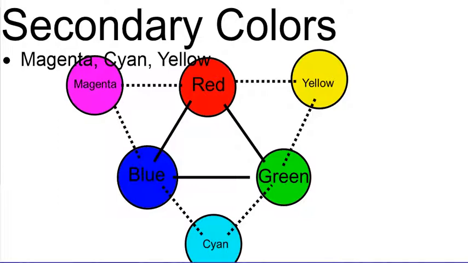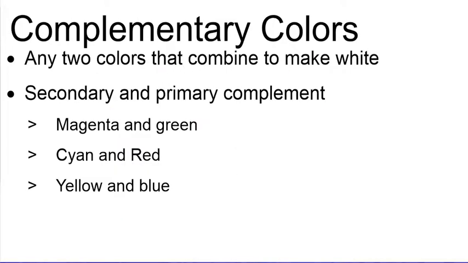From here, we can talk about complementary colors. For us, our complementary colors are any two colors that combine to make white. If you think of what white actually is, white is an equal amount of all three primary colors. And so if we take a secondary and a primary complement, we can get all three colors, and if we were to say that they're all at the same intensity, we can get white light. So magenta and green, cyan and red, yellow and blue.